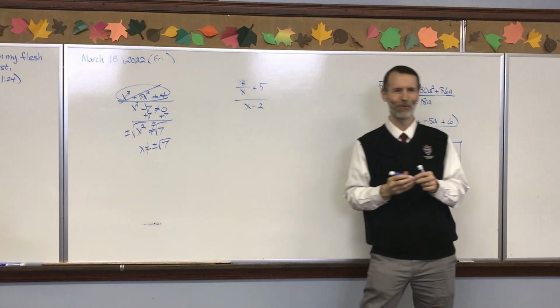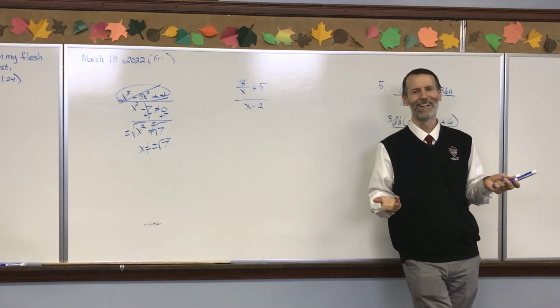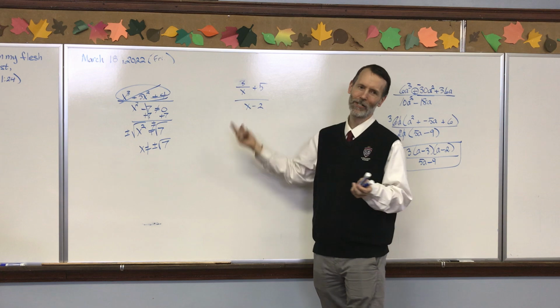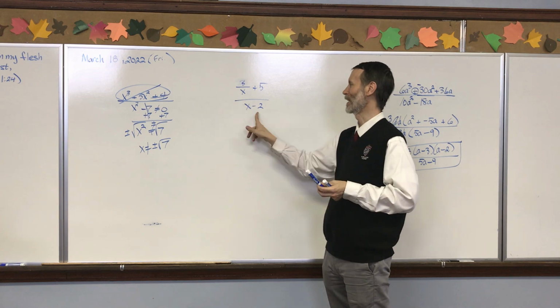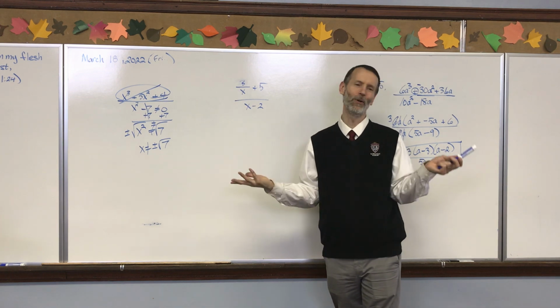There's a time where the top has a restriction. You see why? Because they cheated. They have a fraction in there. So here, x cannot be 0 and x cannot be 2. It's the same rule, it's just weird.